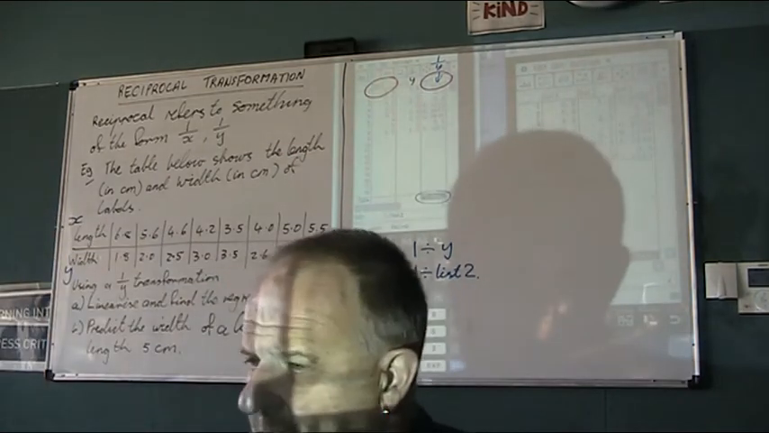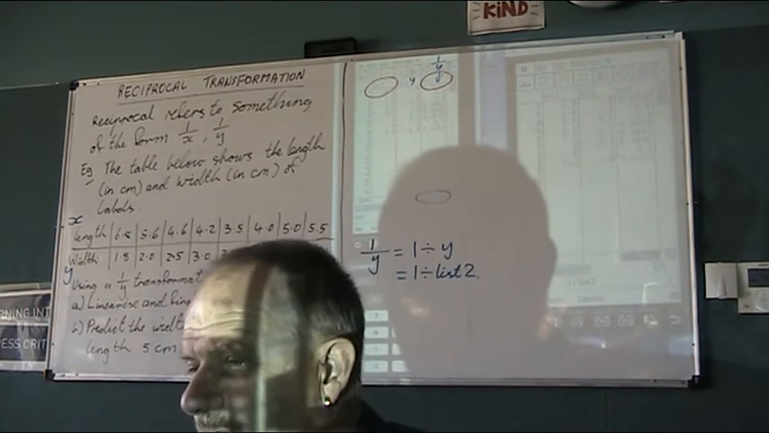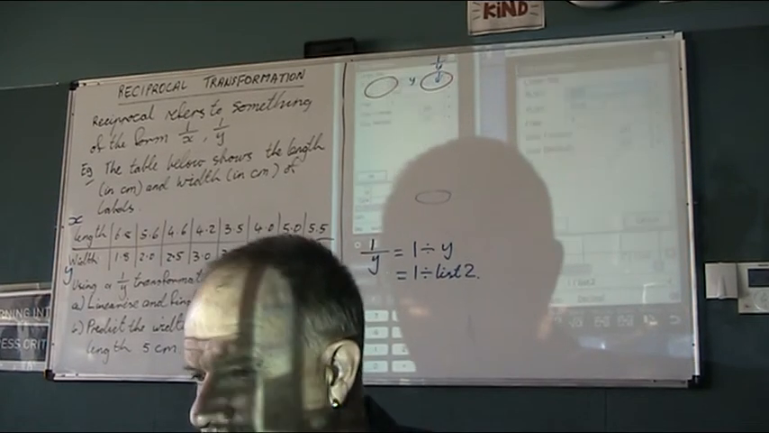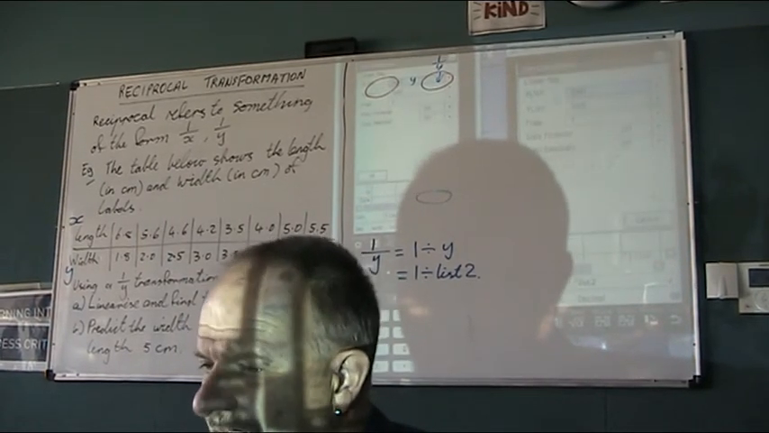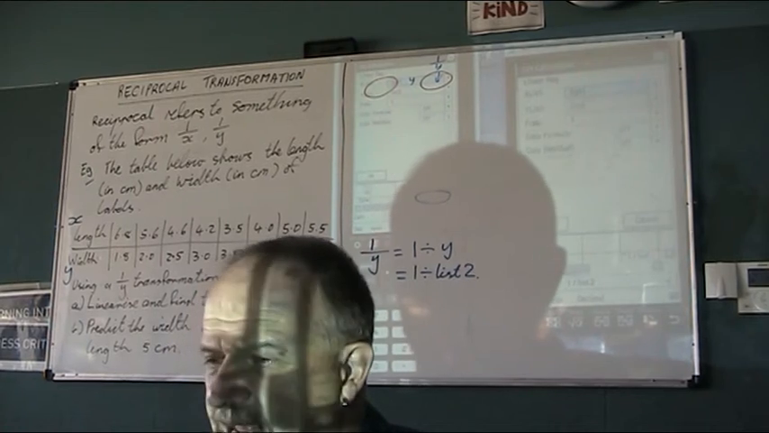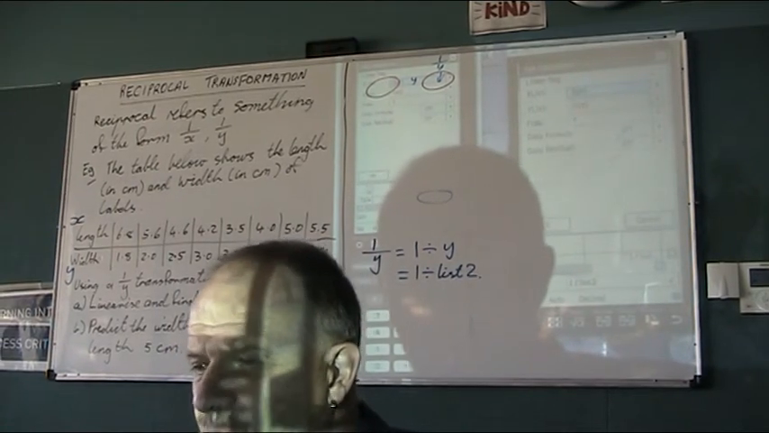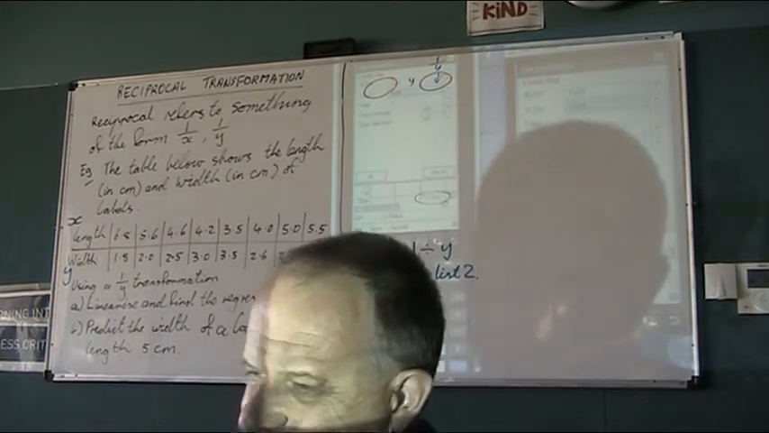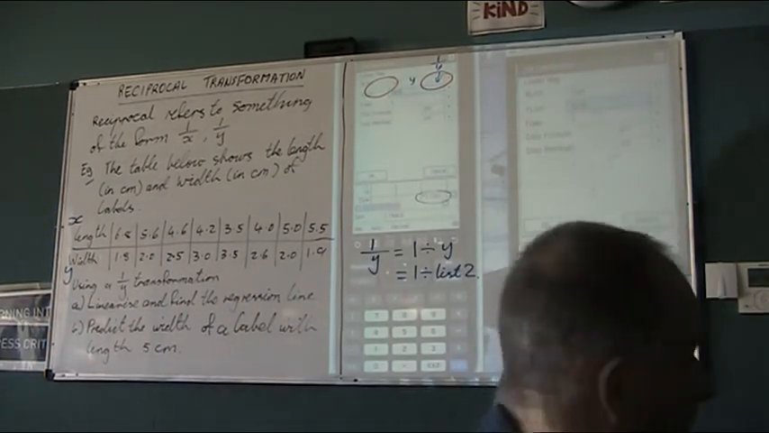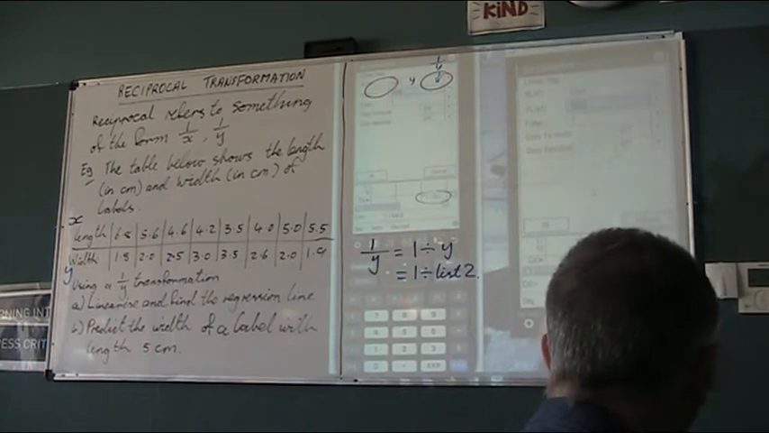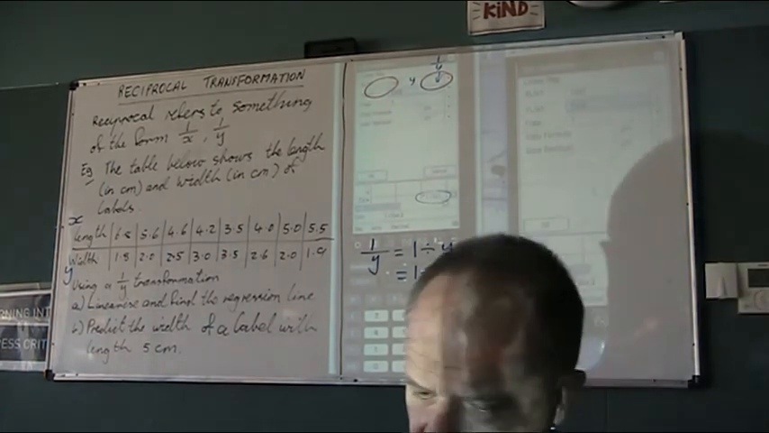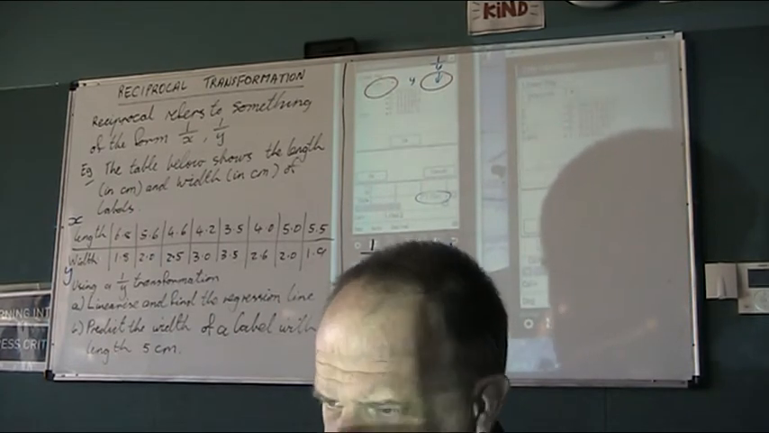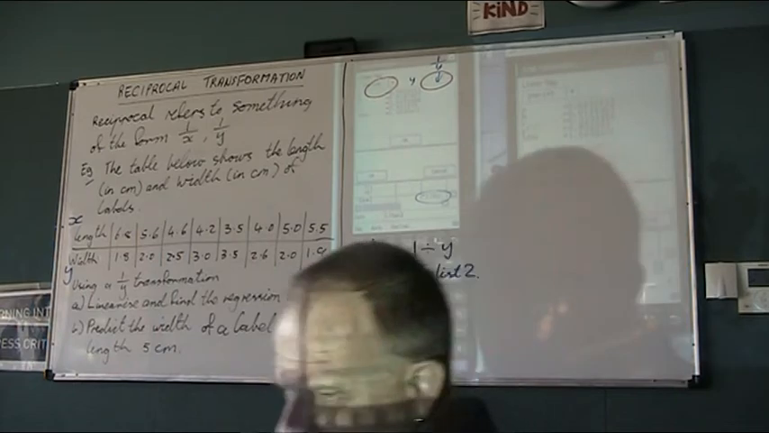So we go calculate, regression, linear reg. Our X list is still in list 1. Our Y's, that's the one we've transformed, and we've put that in list 3, so we need to make sure we change that. Then we go OK.